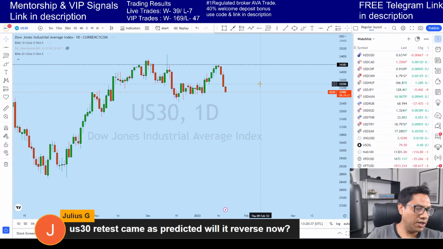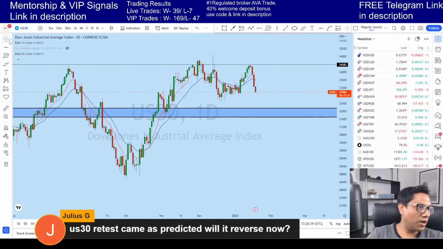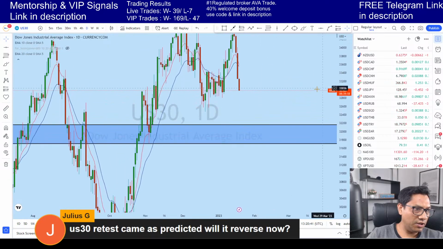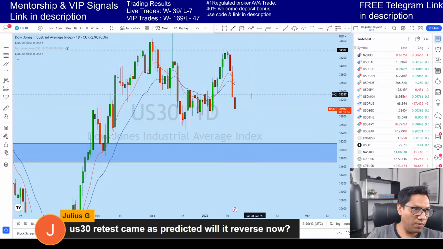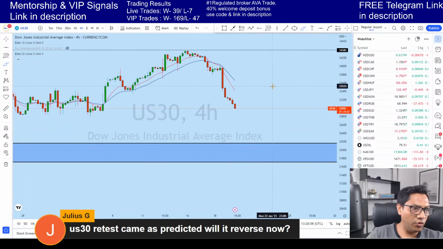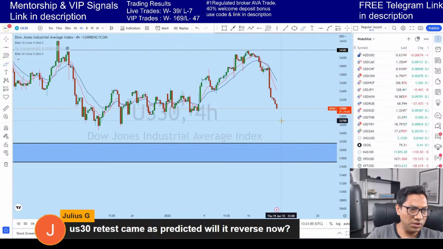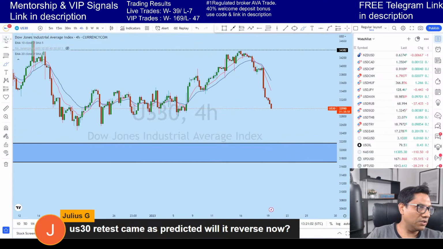So let's look at daily now. Okay, so what I think now is that on US30, this is the daily chart, there is a high probability that price will continue to drop to this level, and from here we might see again some bullish momentum. So all these time frames show a strong bearish move. Now if we look at the lower time frame, this is where we see this market is now breaking down.